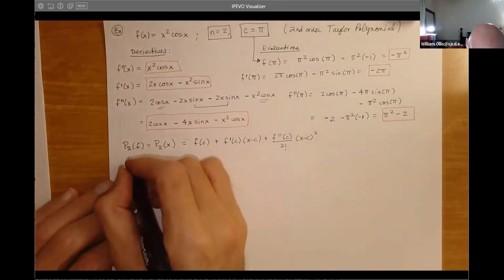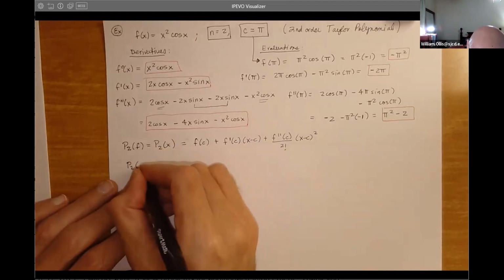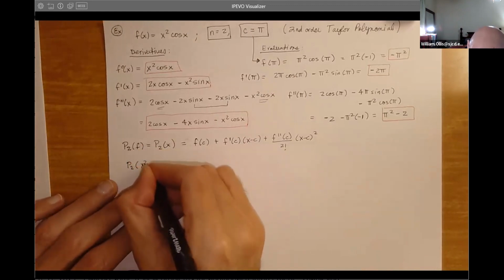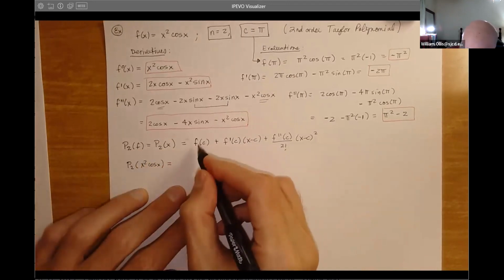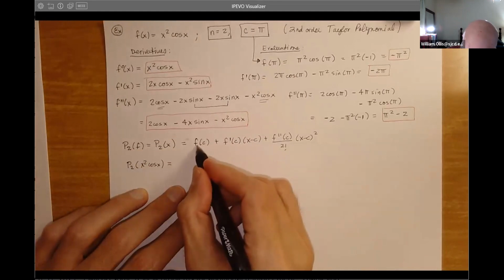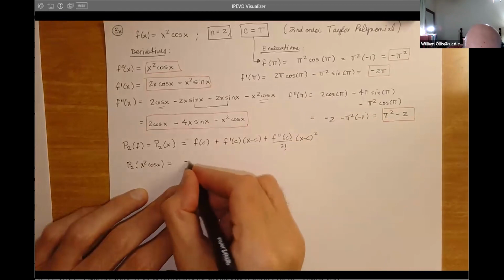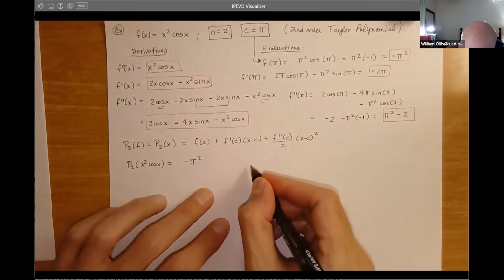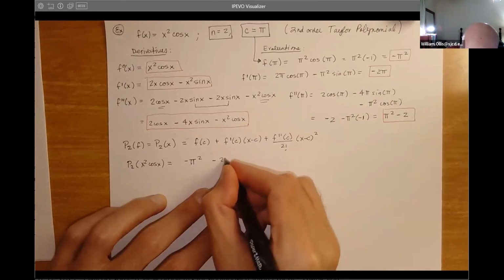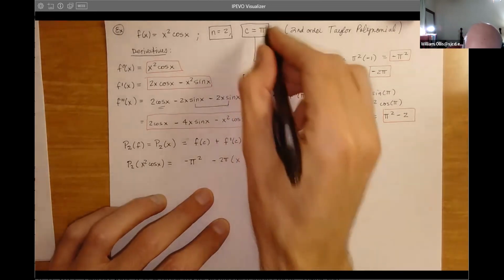So now what do we get? So P2 of x, in this case, for x squared cosine x, we'll just go ahead and fill all of this in. So we have f of pi right here, negative pi squared. And then for the f prime of pi, f prime of c, we have minus 2 pi. And so this will be times x minus c, of course, x minus pi.